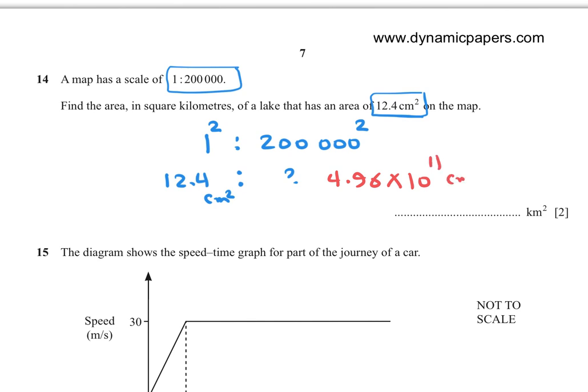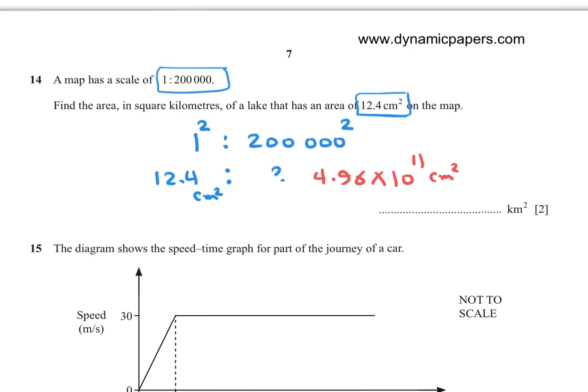Yes, this is centimeters squared. Now to convert to kilometers squared: from centimeters to kilometers divide by 100,000. So from centimeters squared to kilometers squared divide by 100,000 squared. So what is the answer? 49.6 kilometers squared.